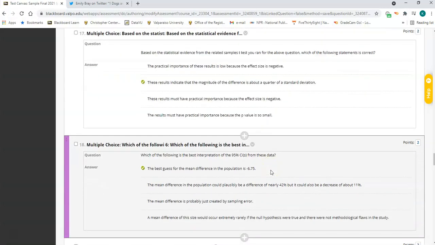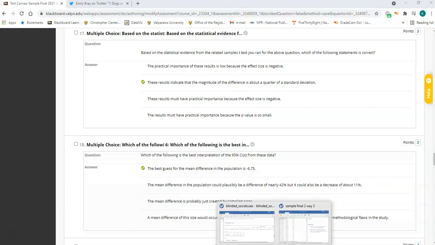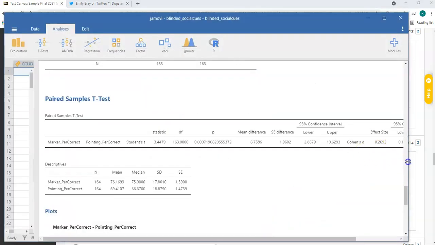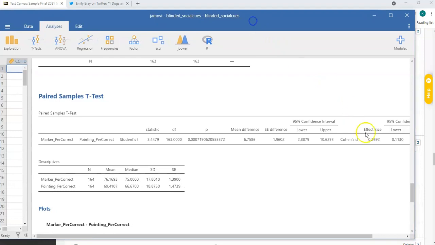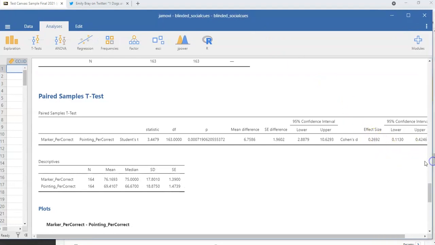Which of the following is the best interpretation of the 95% confidence interval for these means? So again, now I'm asking you about a confidence interval. So let's go look at that confidence interval. All right, so the 95% confidence interval, there's two of them, right? You've got the mean difference confidence interval, and you've got the effect size confidence interval. So you might need to look at both of these and then choose the interpretation that I've written up that best matches one of them, right?